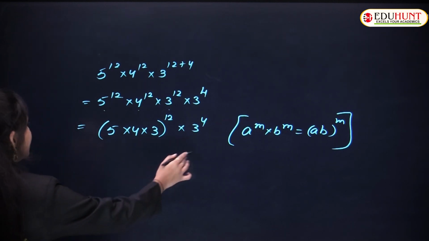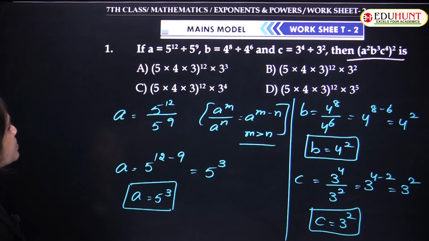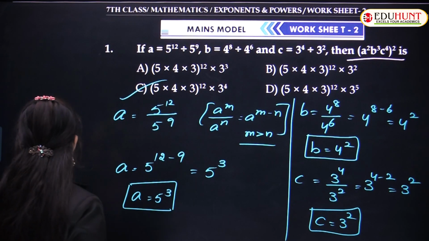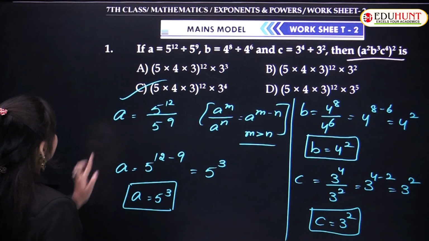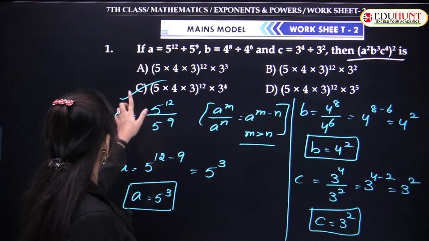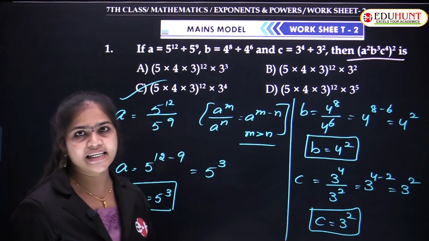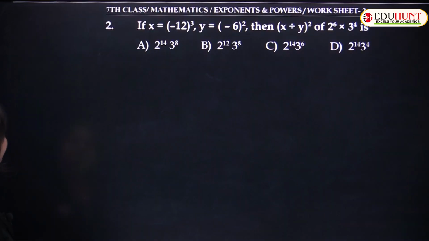Finally, the answer is 5 into 4 into 3 whole power 12 into 3 power 4. Am I clear, ma? So here which option is satisfying? Option C is satisfying. Okay. Next, question number 2.